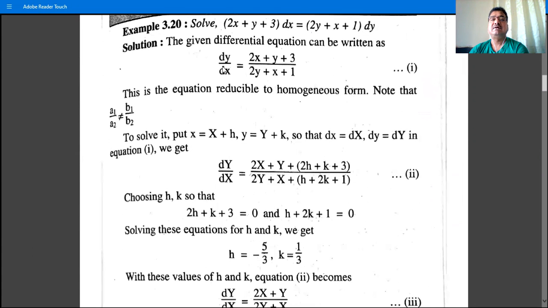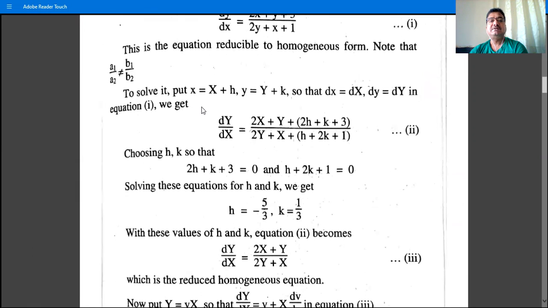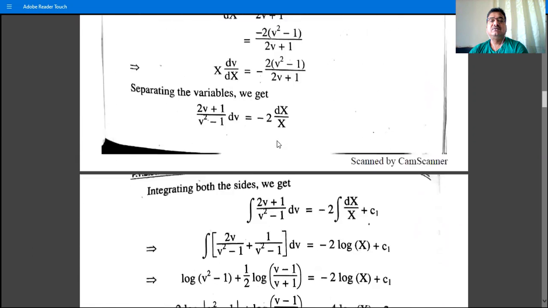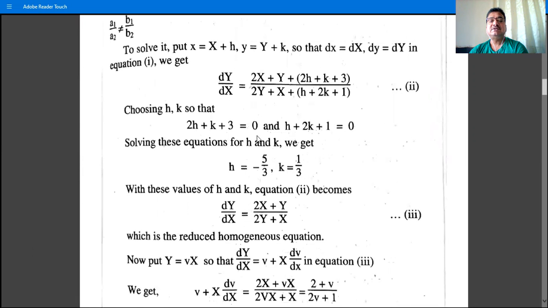So already we have seen these type of examples where a1 by a2 is not equal to b1 by b2. For example, dy by dx is equal to 2x plus y plus 3 divided by this. In this example, a1 by a2 is not equal to b1 by b2. And so what is the substitution? Small x is equal to capital X plus h and small y is equal to capital Y plus k. So then what happens after this substitution?